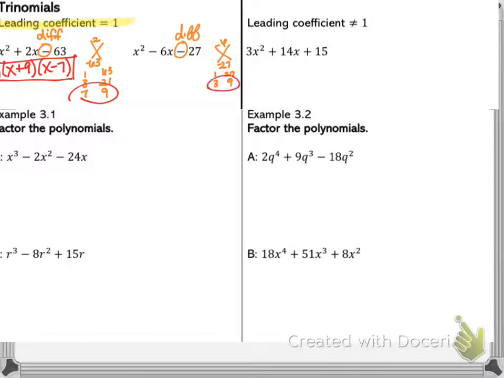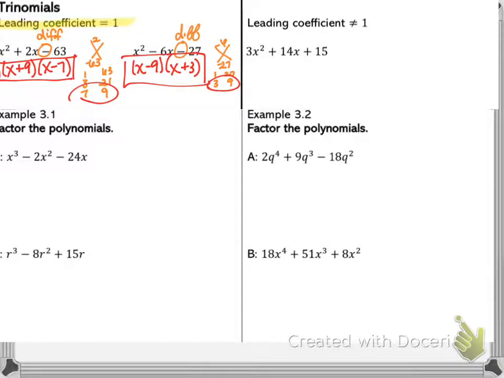So our combination would be the 3 and 9, and specifically this time we need to be able to add or subtract to get a negative 6. So I'm going to make the bigger number negative this time. So it'll say x minus 9, x plus 3, and that is our factored form.